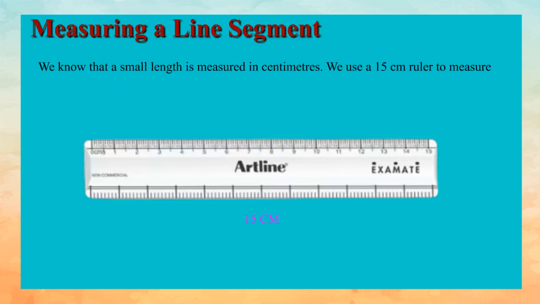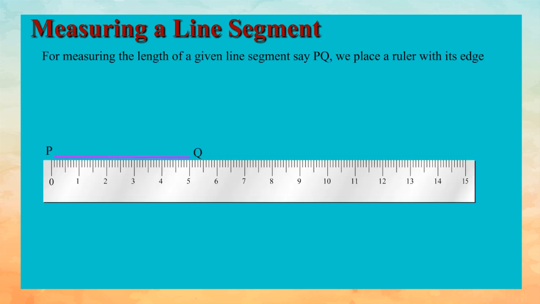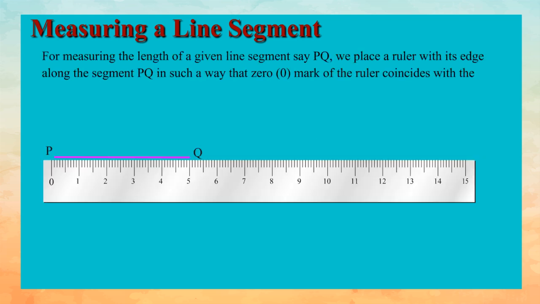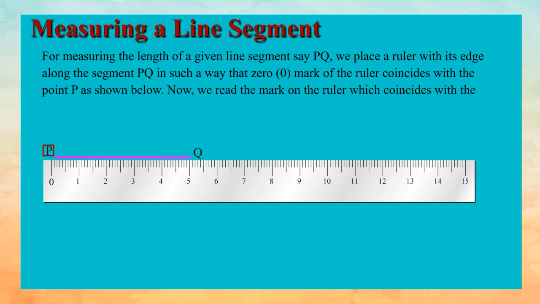Measuring a line segment. We know that a small length is measured in centimeters. We use a 15 centimeters ruler to measure line segments. For measuring the length of a given line segment, say PQ, we place a ruler with its edge along the segment PQ in such a way that the 0 mark of the ruler coincides with the point P as shown below.